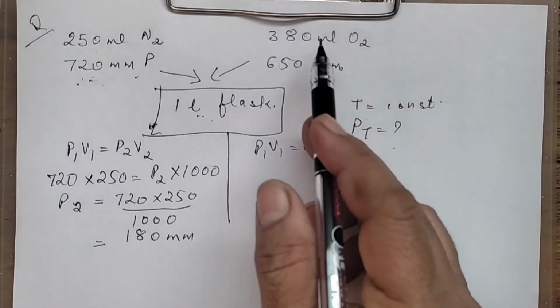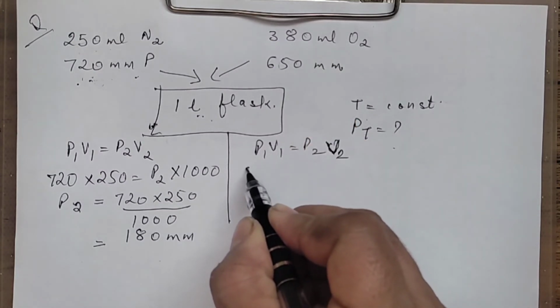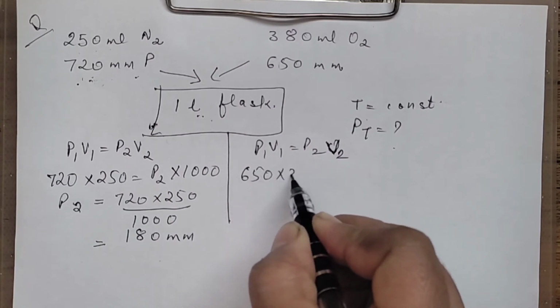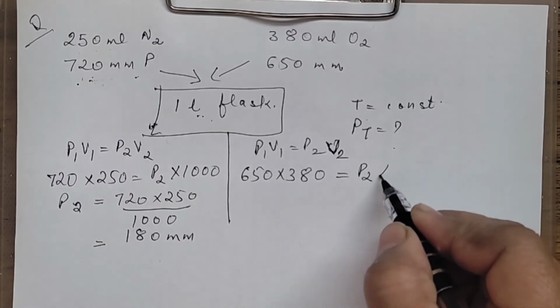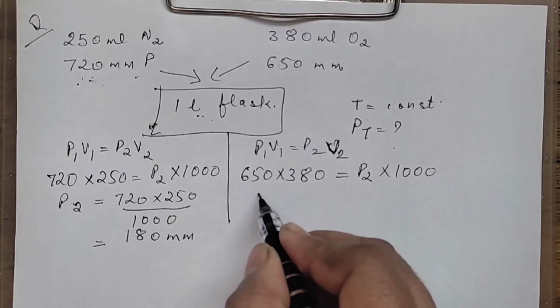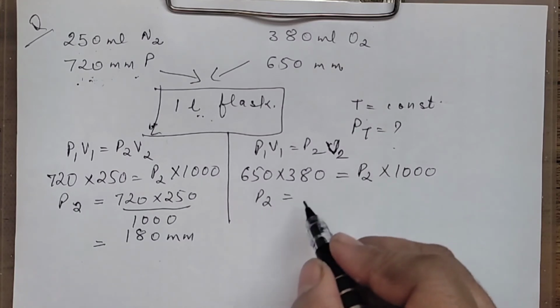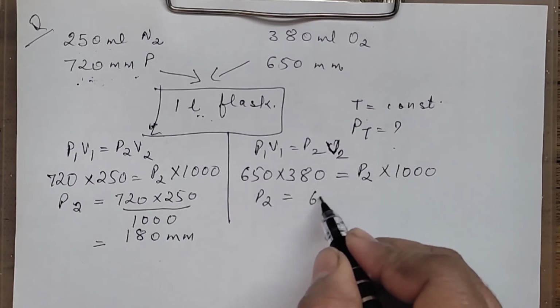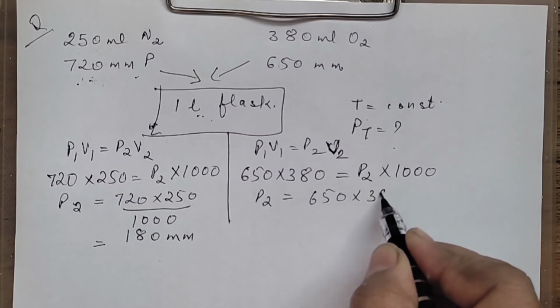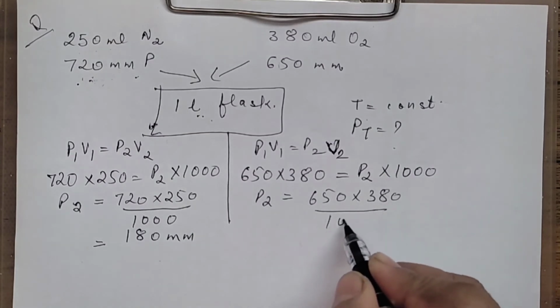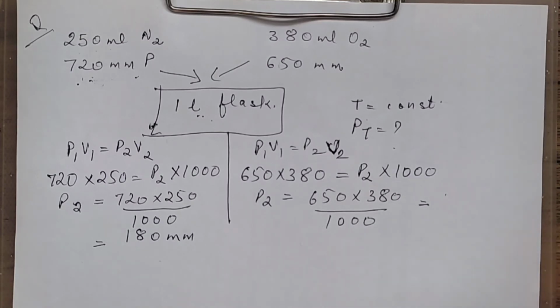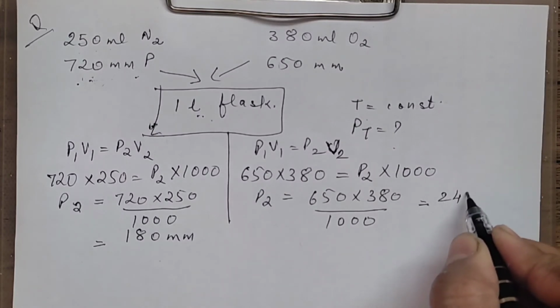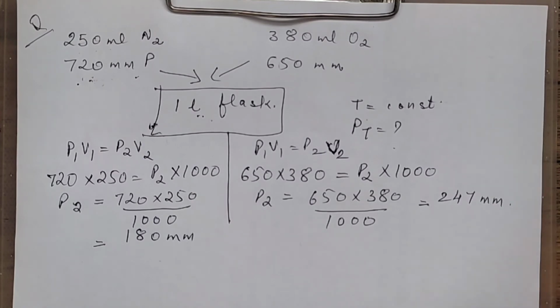Now let us calculate the partial pressure of oxygen also. So pressure is 650 when the volume is 380. And what will be the pressure when the volume is 1000 ml? Right. So we will now calculate the partial pressure of this oxygen. The partial pressure of this oxygen comes out to be 650 into 380 divided by 1000. Right. So when you solve this part, you will get it as 247 millimeter.